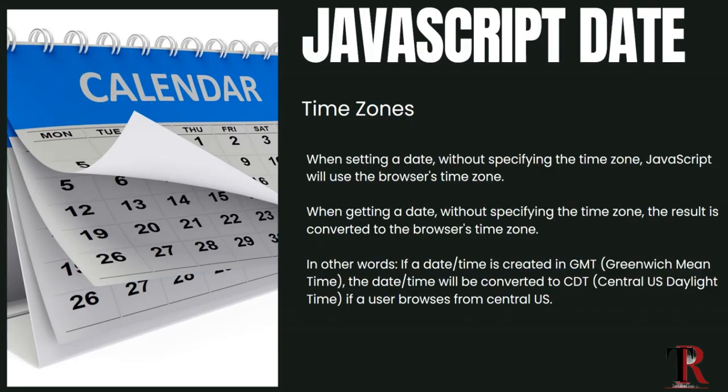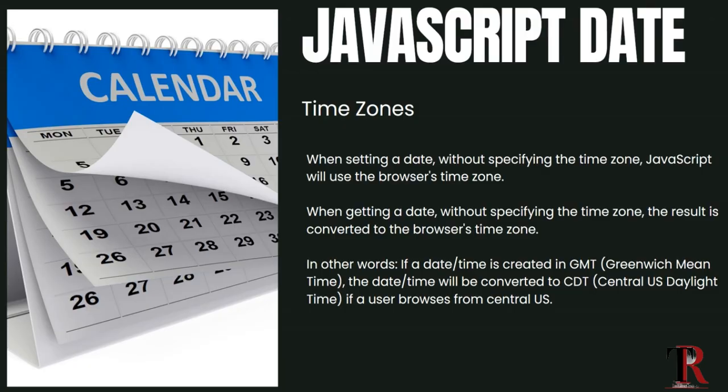When setting a date without specifying the time zone, JavaScript will use the browser's time zone. If you remember from my previous example, the time zone that my system was showing is GMT, which means that it is a time zone that is set by my browser, and the output is coming from my browser's time zone. Someone who is not in my location might definitely get a different time zone from mine if we are not using the same time zone at a particular point in time.